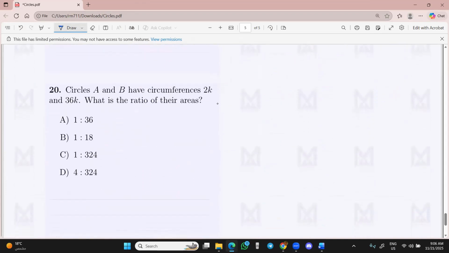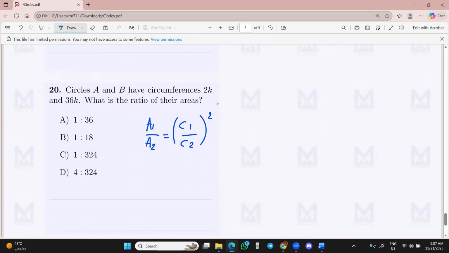And then comes the last question of our file. Circle A and circle B have the circumferences 2K and 36K. What is the ratio of their areas? So be very careful about that. You can use a formula that says area 1 over area 2 is equal to circumference 1 over circumference 2, all squared. This is an important formula because this is one part of the three formulas.